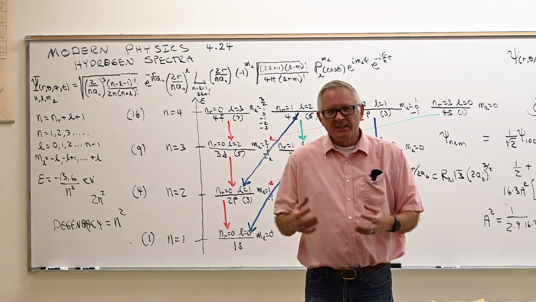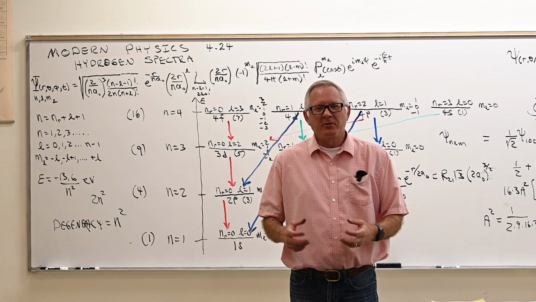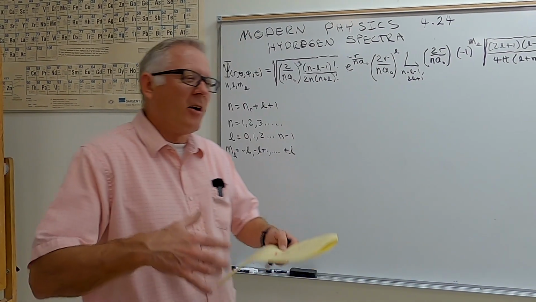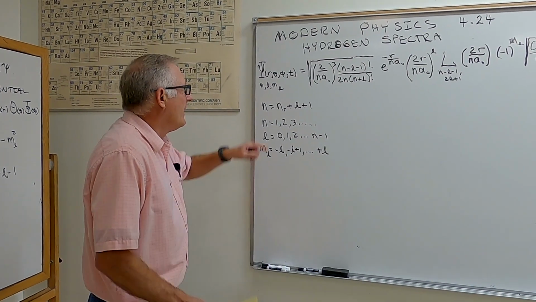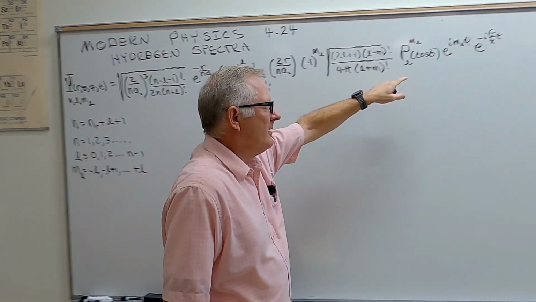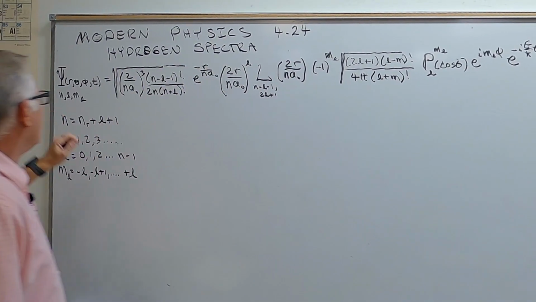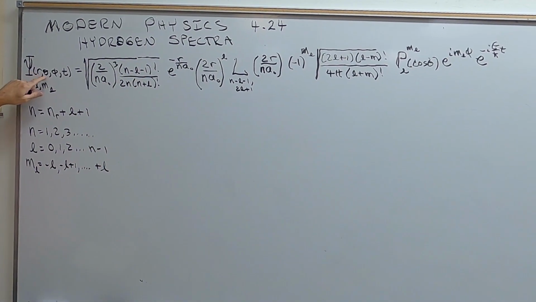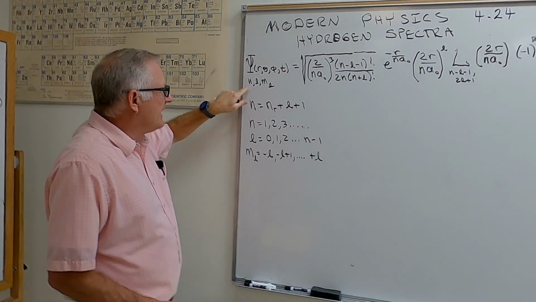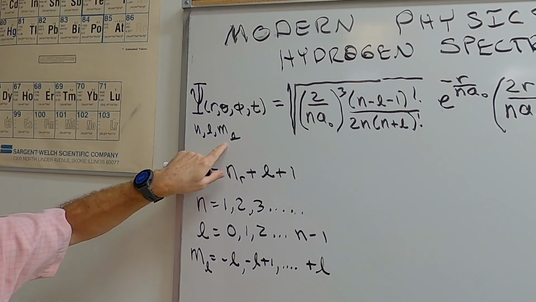So now we can put this all together and look at the hydrogen spectra. So now we can look at the hydrogen in all of its glory right here. Here is the wave function, big psi. It's a function of r, theta, phi, and t. And it's got the three quantum numbers, the n, the l, and the m sub l.